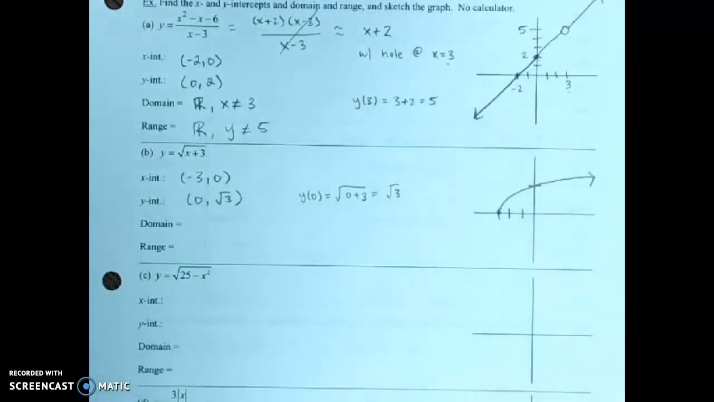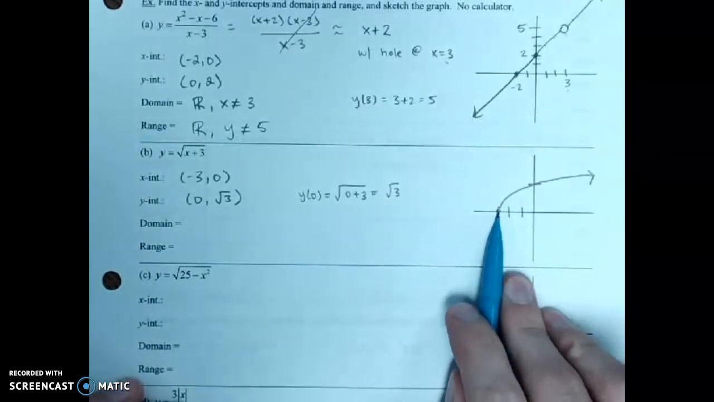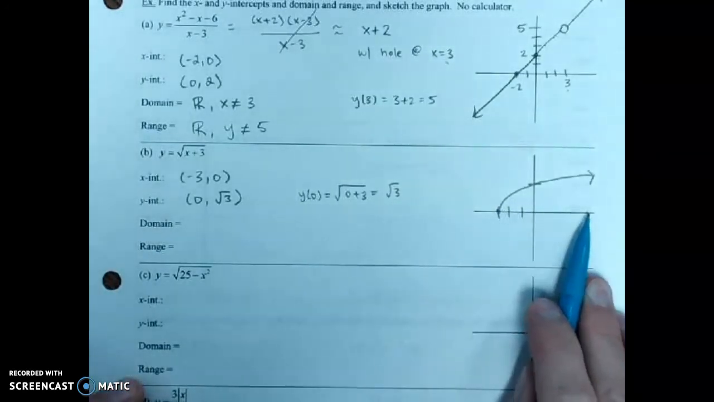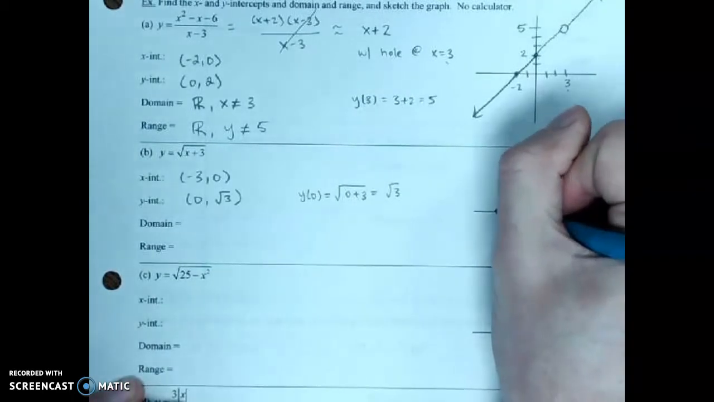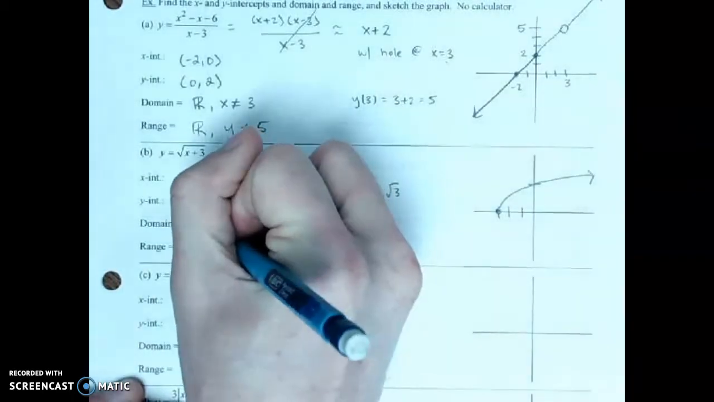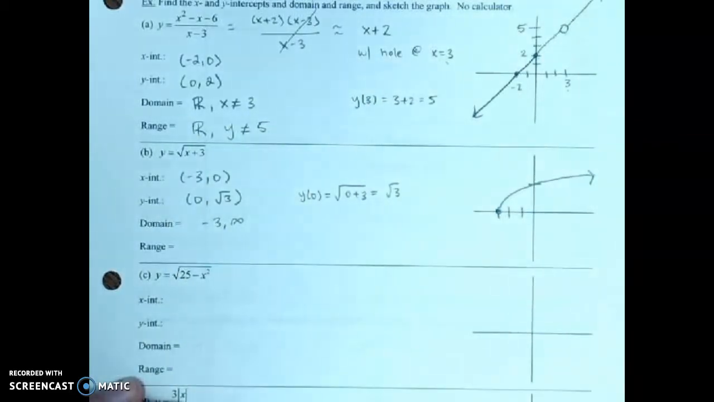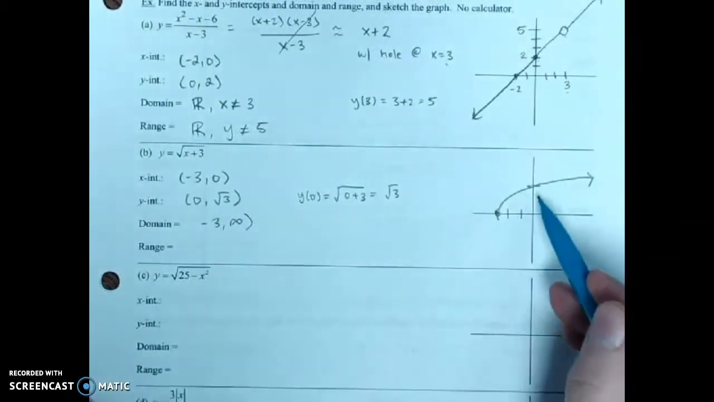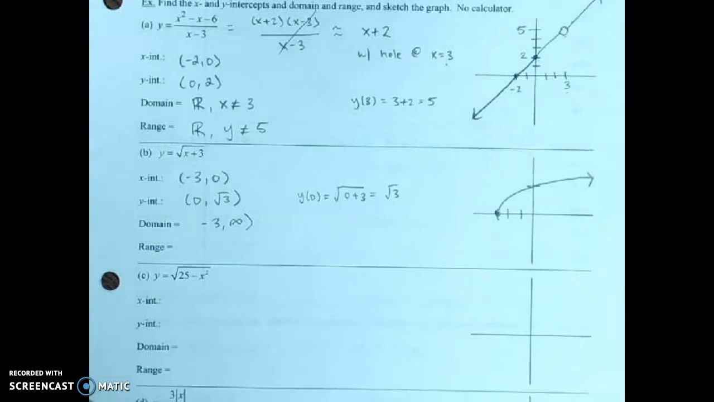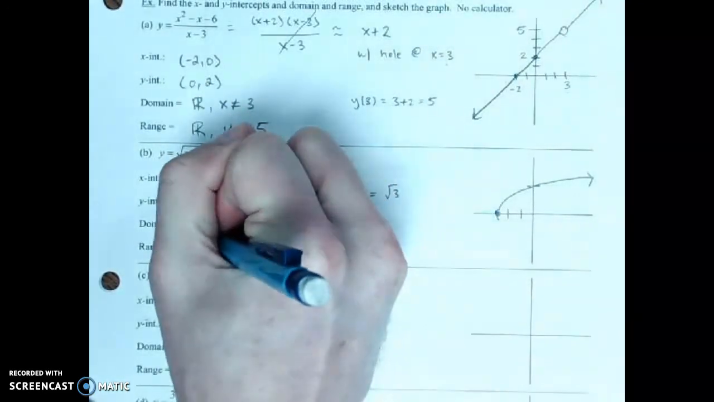That's perfectly fine. The domain, you have this point at negative 3, and then everything to the right of it. Now that's a solid dot, so you would want to include it. So I'm going to write this here in interval notation. Negative 3 to infinity. Always, always, always put your parentheses on your positive or your negative infinity, right? You never quite get there, but you head in that direction. But you would want a bracket on the negative 3.